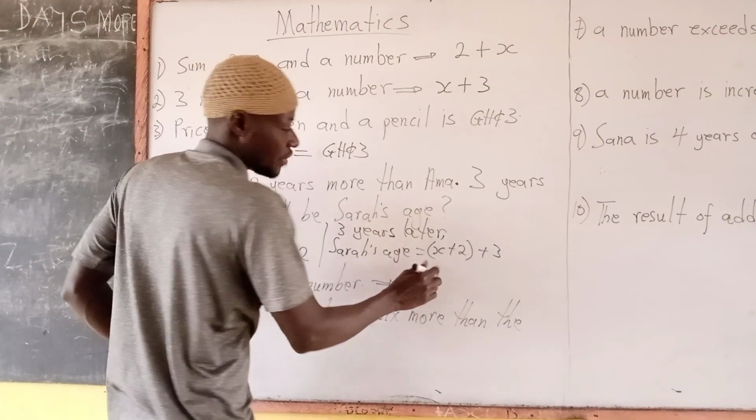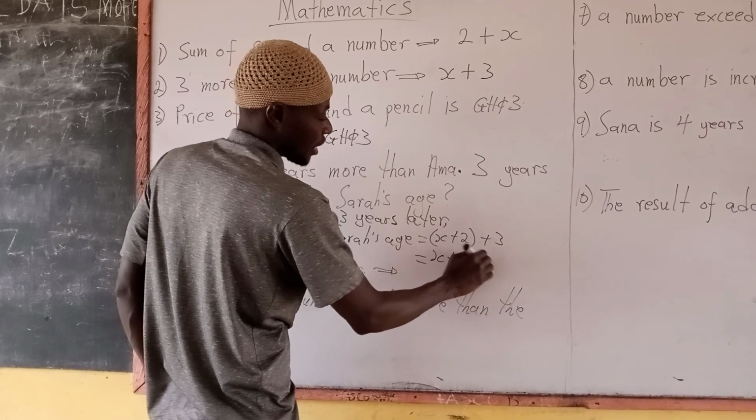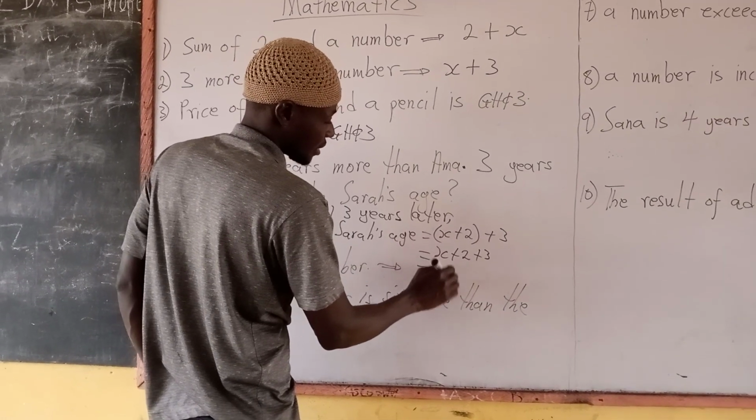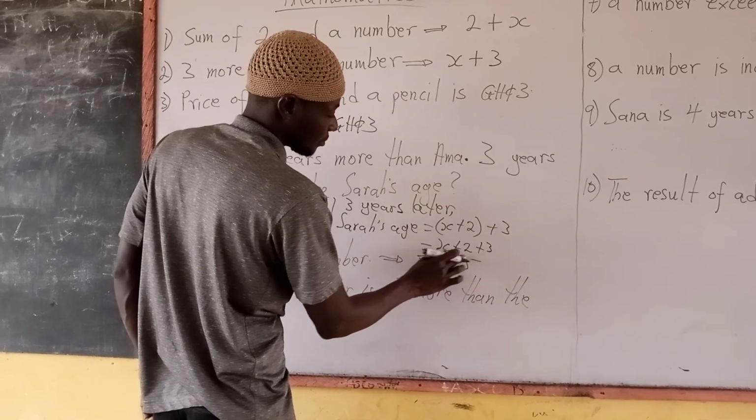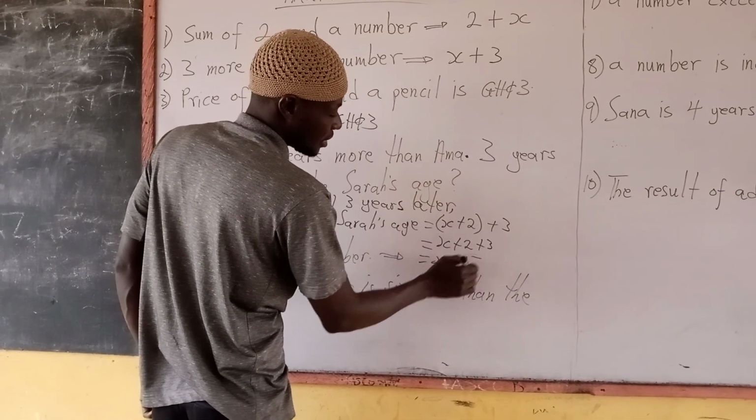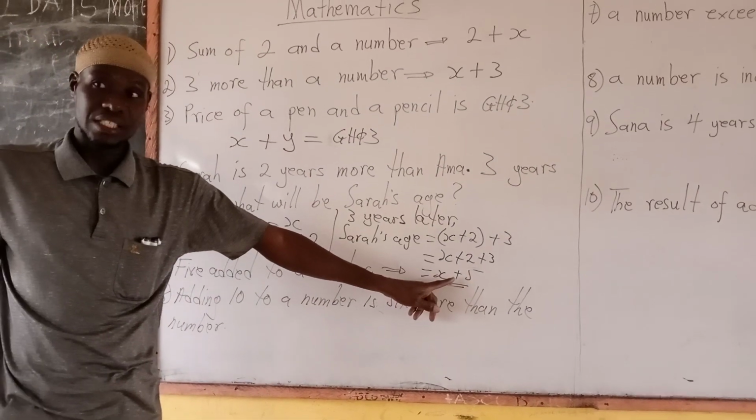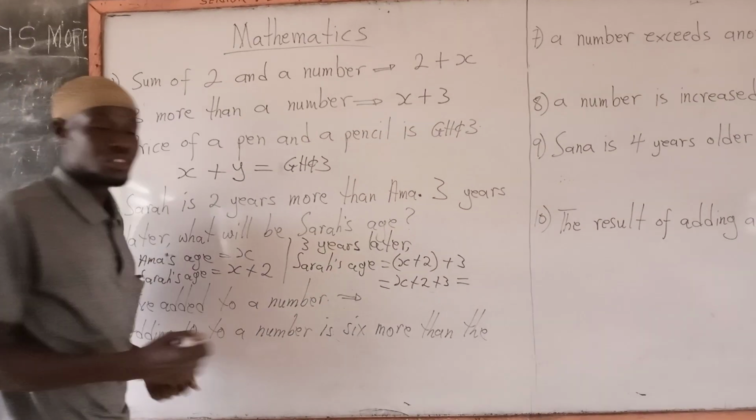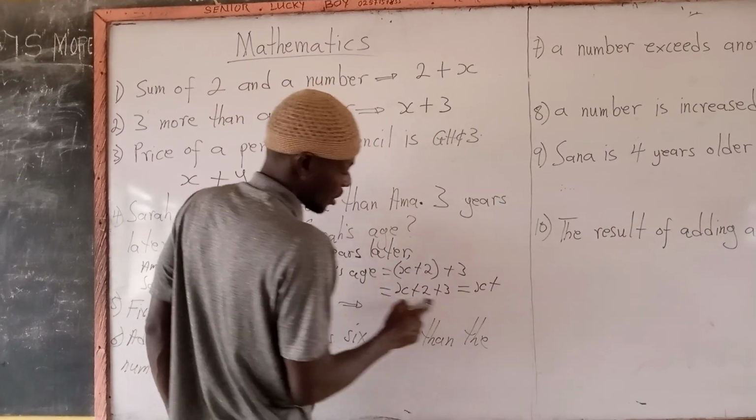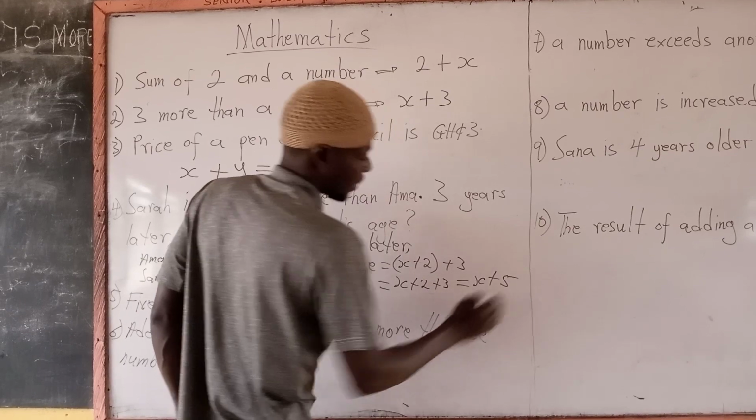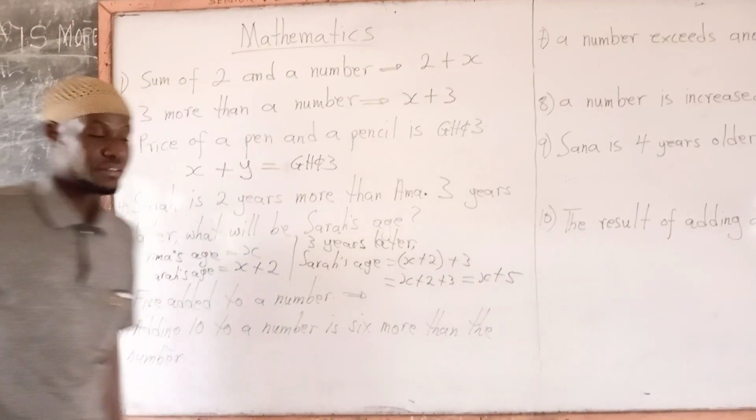If we simplify this, we have x plus 2 plus 3, and that gives us x plus 5. So 3 years later, Sarah's age will be x plus 5. Good.